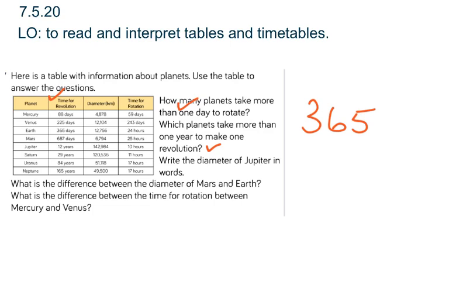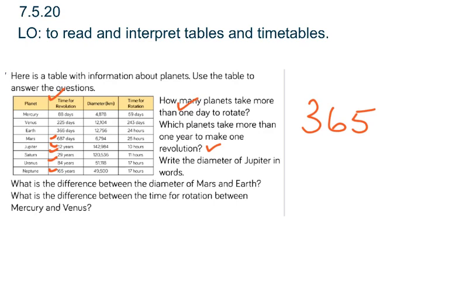That value. So if we go down, we can see we've got Neptune, we've got Uranus, we've got Saturn, Jupiter, Mars, and those would be the ones that you would include there. So it's which planets take more than 1 year to make the revolution.